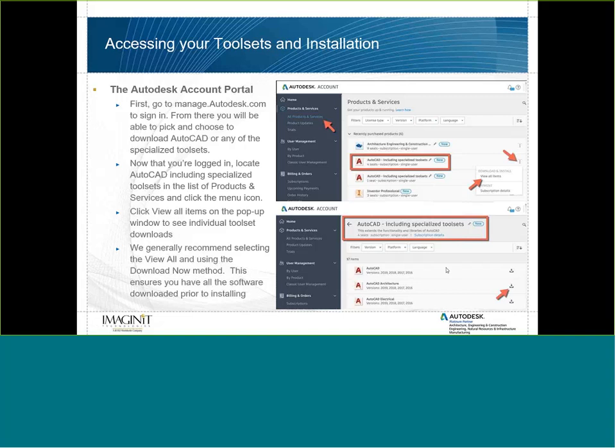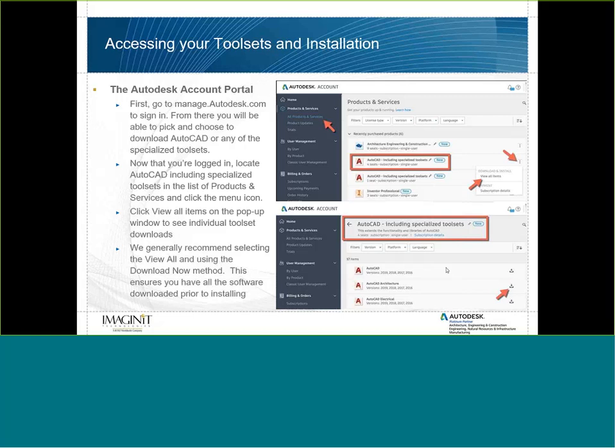When you click on this, it'll come up and say, we generally recommend here at IMAGINiT and in our support center to always click on the View All, and generally speaking, we recommend you always do the Download Now method. This is generally the best method to ensure that you have all the software downloaded prior to installing. If your internet connection drops below a certain threshold, or it resets for any reason while you're trying to do the install, Install Now is just going to simply fail. And then we come back in and you keep trying it, and it will keep continuing to fail.